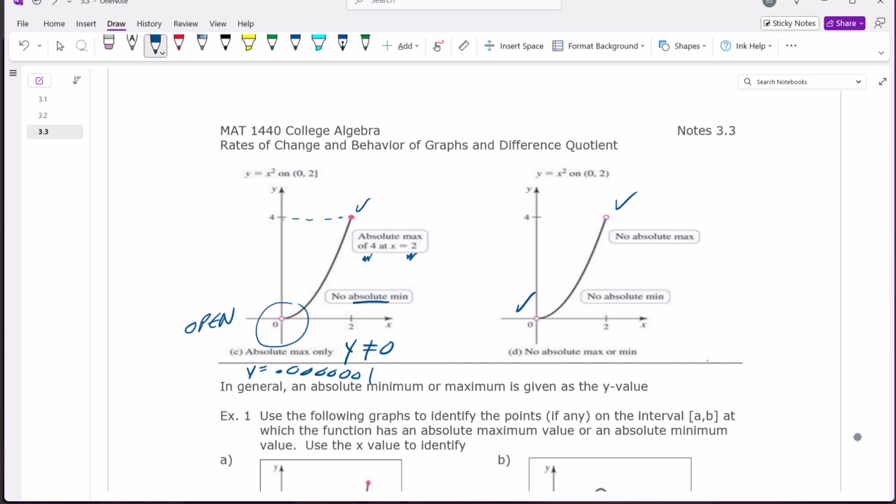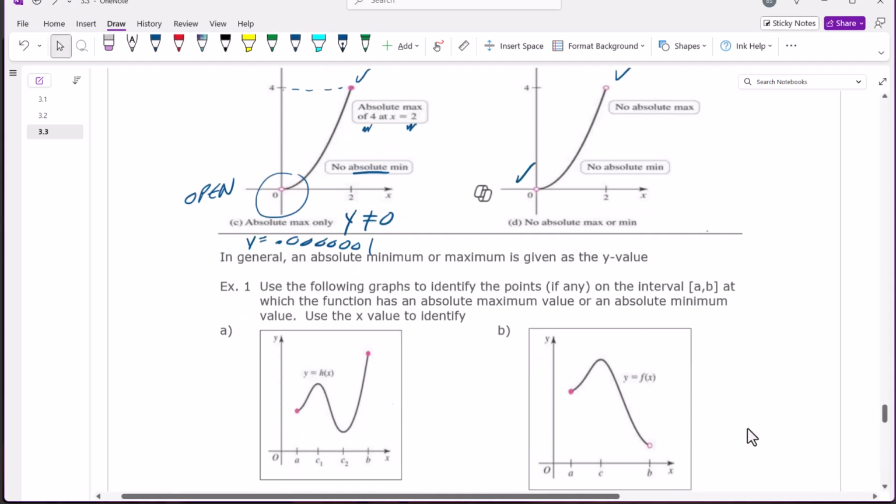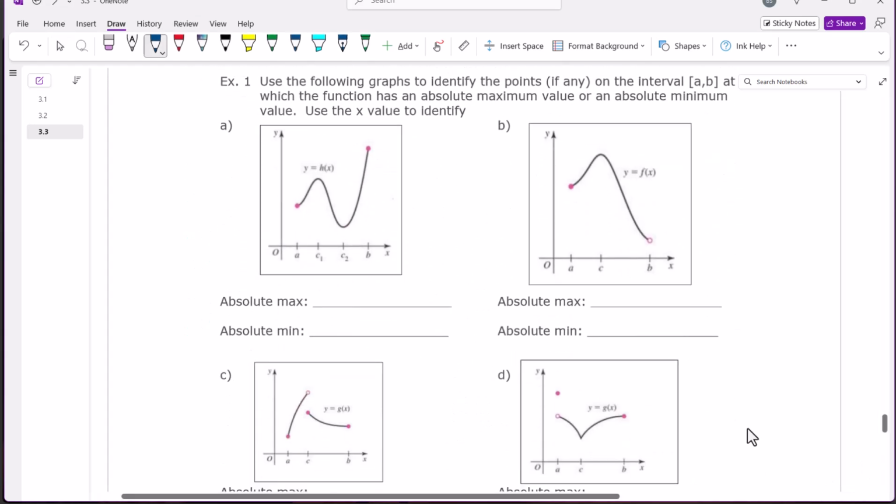You have open bubbles, so you're never going to reach that point. Okay? Okay, so let's do a couple of examples together to kind of finish this up. So this graph we have, this would be your absolute max. And since I'm not giving you y values, I'm just going to say that absolute max occurs at x equals b. The absolute min is there. That occurs at x equals c2. Again, that's the lowest place on the graph. That's the highest place on the graph.